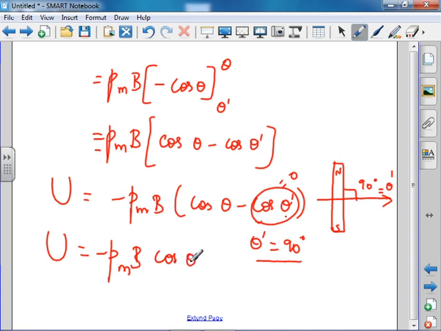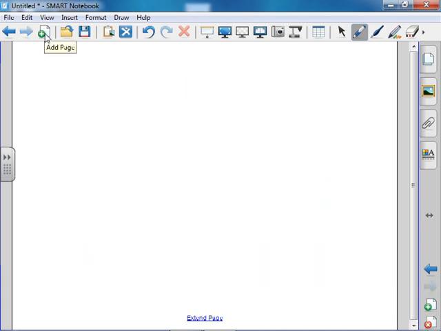So the potential energy stored in a bar magnet in a uniform magnetic field is given as U is equal to minus pmb cos theta. Cos theta, what component is that? It is a scalar product or dot product of two vectors. So we can write this as U is equal to minus pm vector dot B vector.